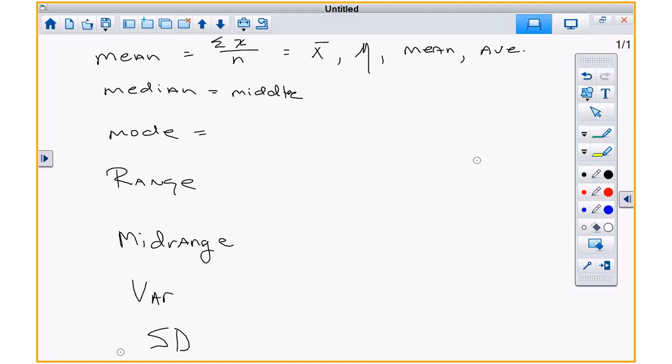Mode. Mode is the one that shows up what? The most. Remember mode? Most. The number that shows up the most. Again, a lot of you have had probability and statistics before, so a lot of you know this, so don't fuss at me, okay? But some of you have never had probability and statistics. So, range. Your range is your highest minus the lowest. Your highest number minus your what? Your lowest number.